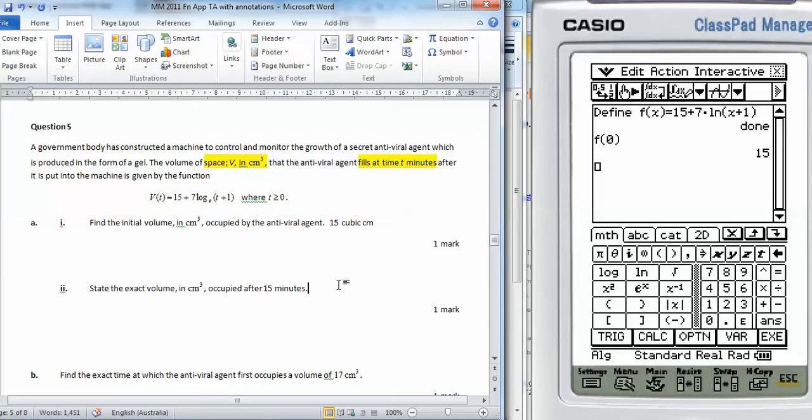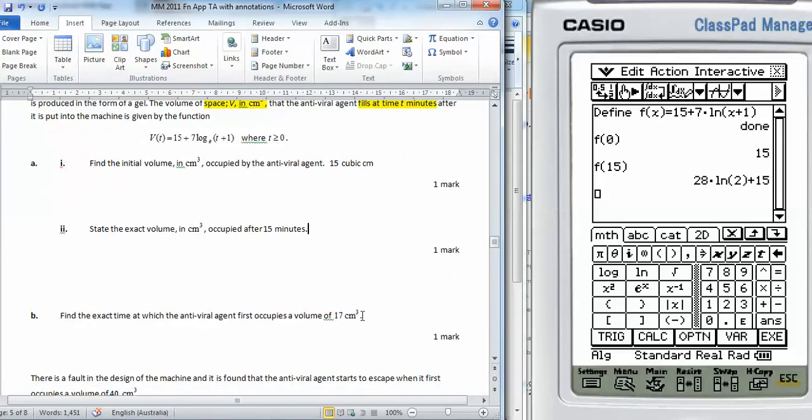What is the exact volume after 15 minutes? So t will equal 15 after 15 minutes, and I put 15 there. And that's the exact volume: 28 log base e of 2 plus 15. Cool.